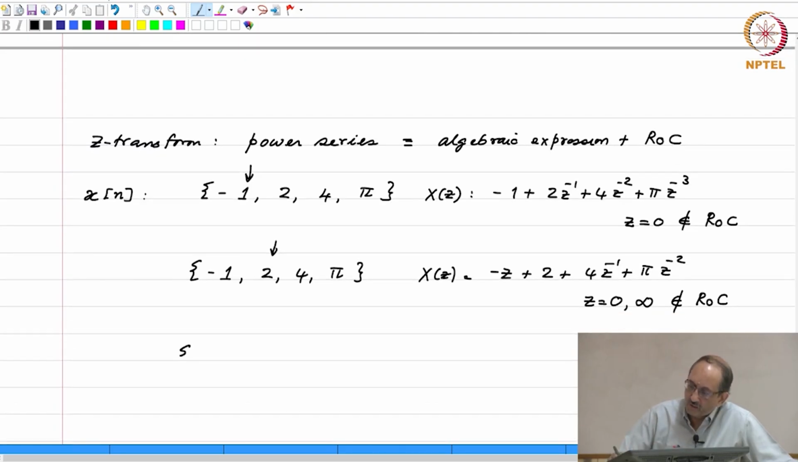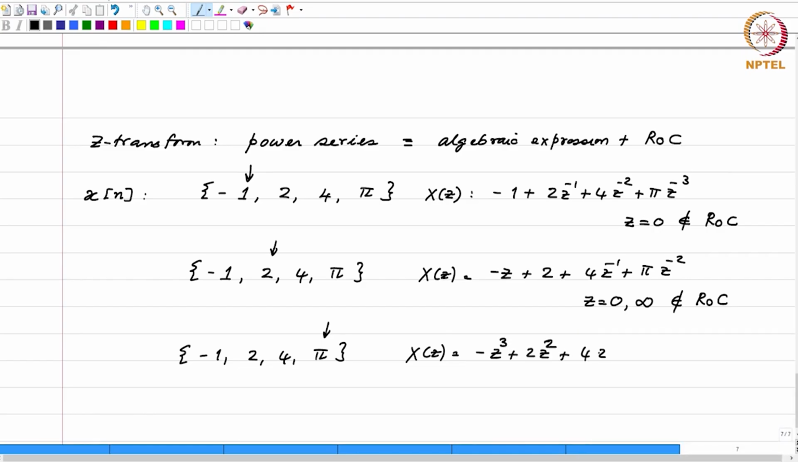And the final variant is this. So, this is the n equal to 0 term. Clearly x of z is minus z cubed plus 2z squared plus 4z plus pi, and the RoC will exclude infinity. Therefore, z equal to infinity will not belong to the region of convergence.